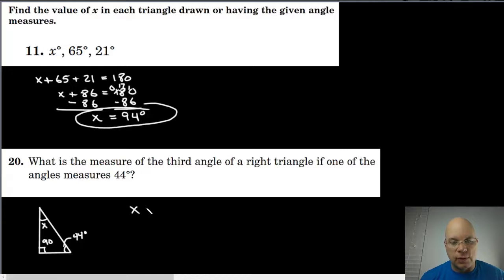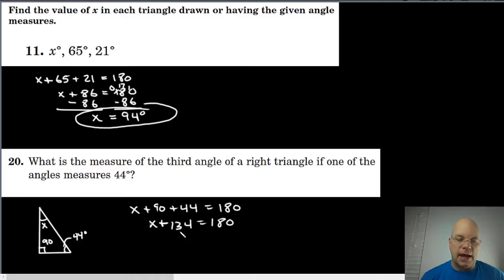And so we just do the same thing we did on the last one. x plus 90 plus 44 equals 180. So x plus, I'm just going to add these two together, 134 equals 180. And then you could just think, what would I add to 134 that would give me 180? You could add 46 more. So x must be 46 degrees.